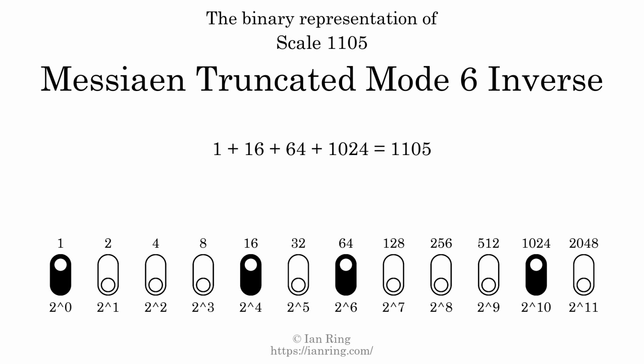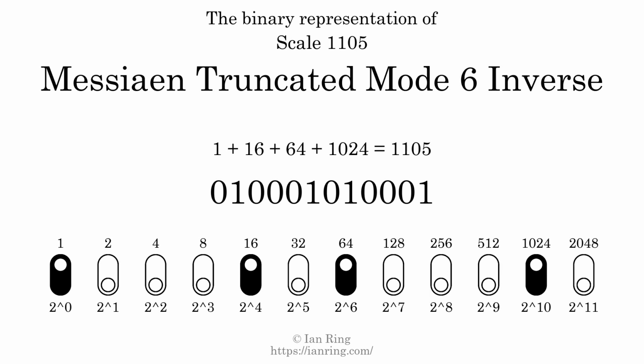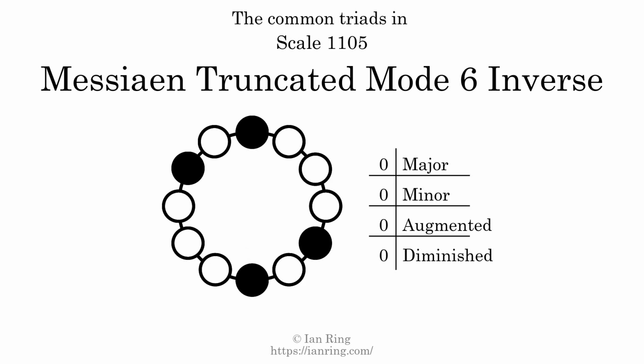1105. The scale number not only enumerates the scale with a unique index, but it also literally describes the tonal content of the scale. Represented as a binary number in base 2, the scale number is 010001010001. There are no common triads present in this scale.